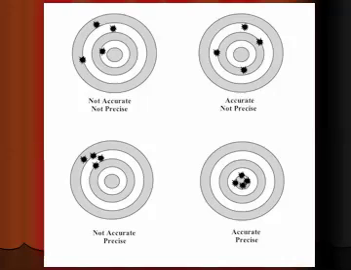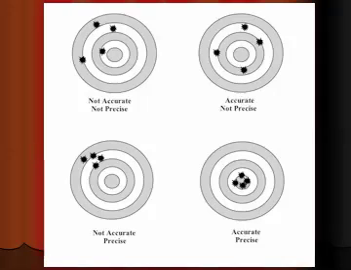In this case, the top left corner, you have not accurate and also not precise. Why not? First of all, the numbers are very different from each other. And also, all the numbers are different from the real number that is in the center. So in this case, you're not being accurate, and also you're not being precise. Okay? Now, if we move on to the right top corner, it says accurate, but not precise.